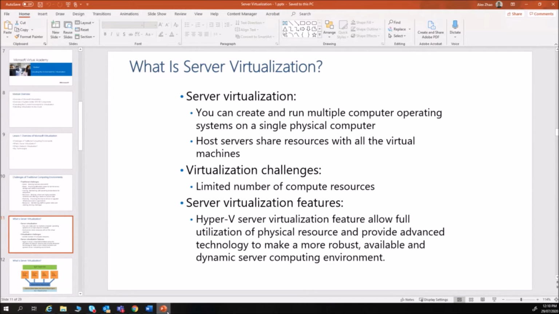So what virtualization tries to do, instead of wasting those resources because you've got so much capacity on your physical machine, is turn more virtual machines on and utilize those free resources. So we're able to use those resources more efficiently and cost effectively.